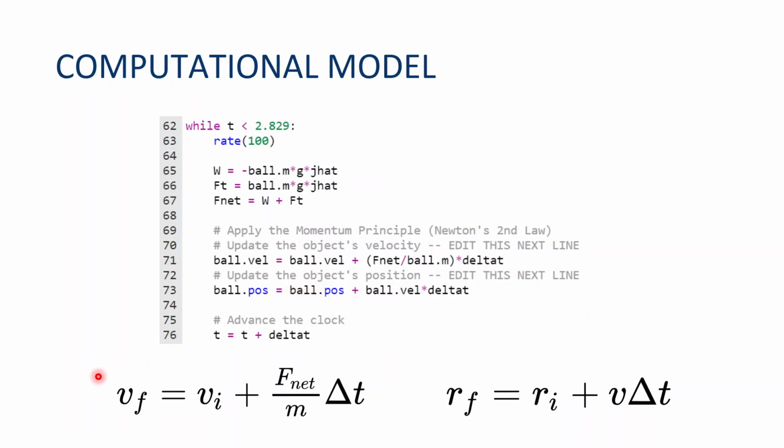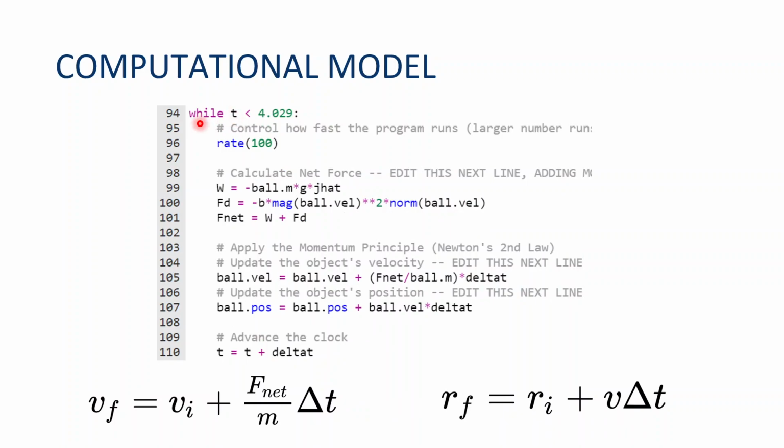We plug this using the momentum principle and calculate the velocity, and then the position update formula to calculate the position. Then we advance the clock. Then we create the second while loop, which iterates up to 4.029 seconds, which is the time of our Tracker video. Then calculate our weight force, and then this time our drag force, which is the drag force due to the air. And we calculate our F net, which is our weight force plus our drag force, and then we're able to use the momentum principle and position update formula again to calculate those two components.